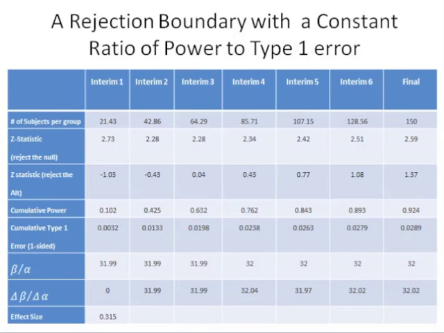The rejection boundary starts out at 2.73 at the first interim, drops to 2.28 at the second interim, and then starts to increase, and at the final analysis ends up at 2.59. This contrasts with the O'Brien and Fleming boundary, which is monotonically decreasing. Another interesting thing to note about this boundary is that it allows for type 1 error exceeding 0.025. We can see that the type 1 error at the final analysis is 0.0289.